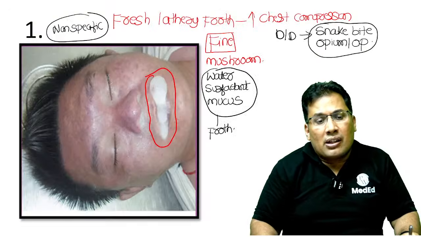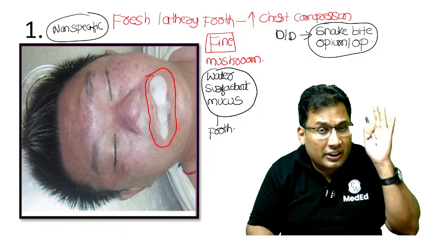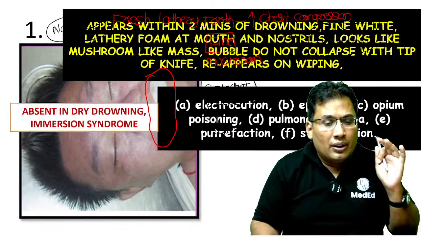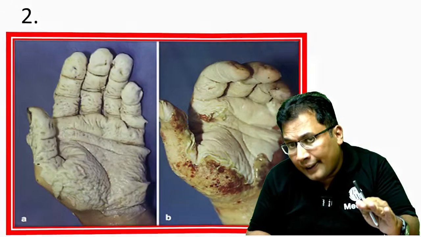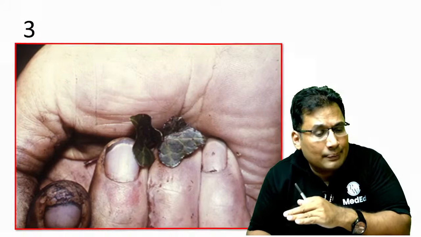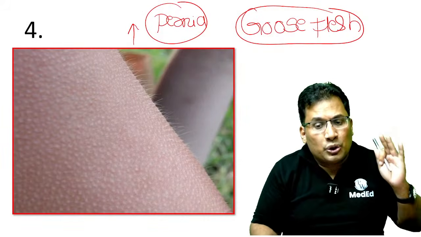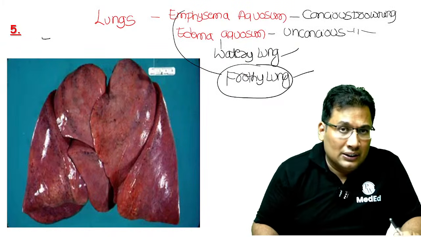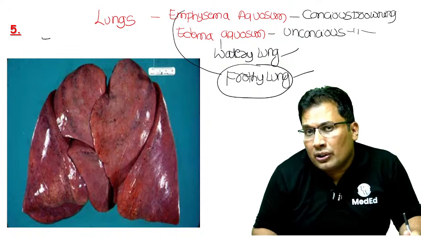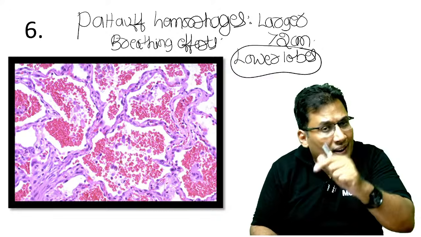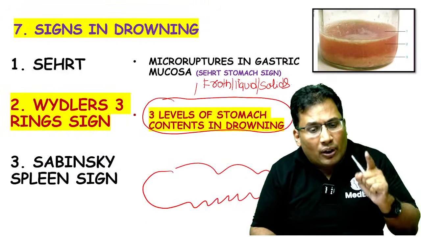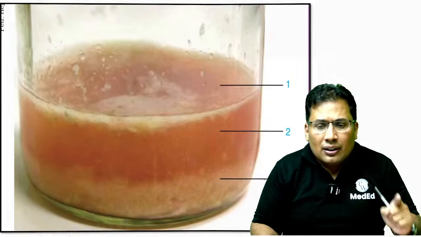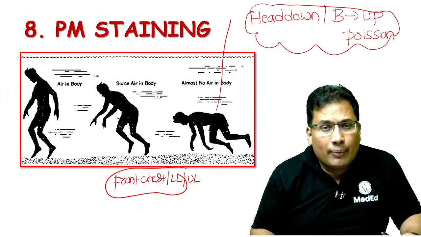Then comes the postmortem findings: froth, fresh leathery froth, absent in case of immersion syndrome and dry drowning. Then washerwoman hand, cadaveric spasm, goose flesh, lungs, that is emphysema aquosum in case of conscious drowning, edema aquosum in case of unconscious drowning, cult of hemorrhages, signs of drowning. There are many signs: Sad sign, Vedler three-ring sign, Sabinski sign. Then comes the postmortem staining and the medico-legal importance.